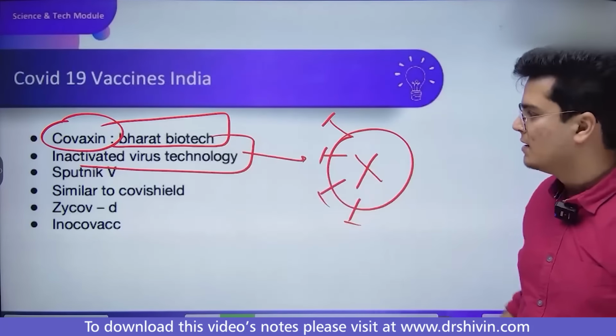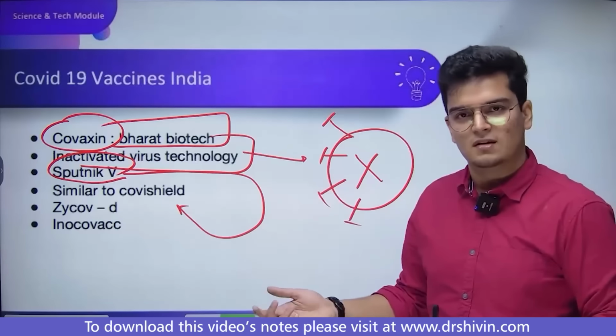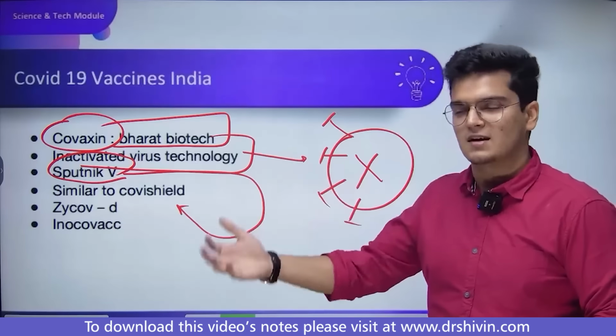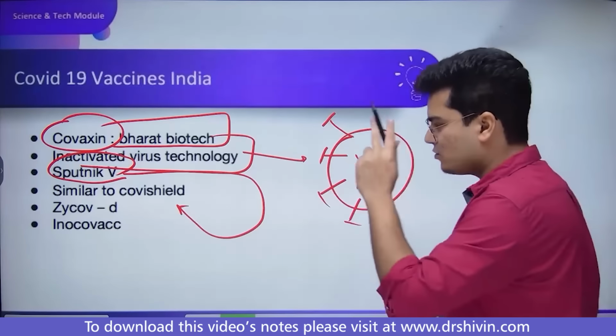Then you must have heard about Sputnik 5, the Russian import. Sputnik 5 is also similar to Covishield. Okay, same viral vector technology. Then we have 2 other newly developed vaccines which you will find in this year's current affairs, ZyCoV-D and Incovac.